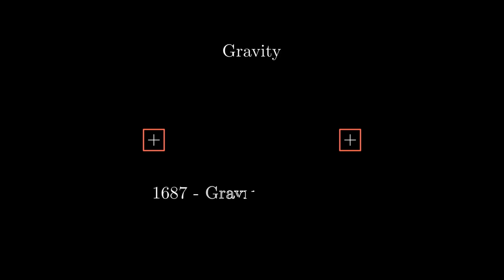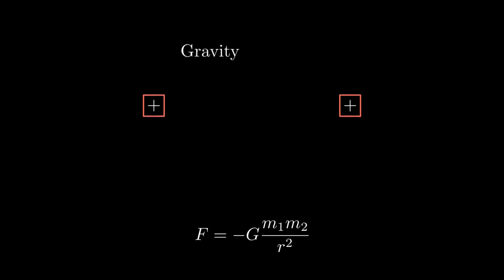We're going to start with the most basic concept about gravity. Two masses with the same sign attract each other. This is the reason we have weight. In 1687, Sir Isaac Newton mathematically modeled this behavior with what we now know as Newton's law of universal gravitation.